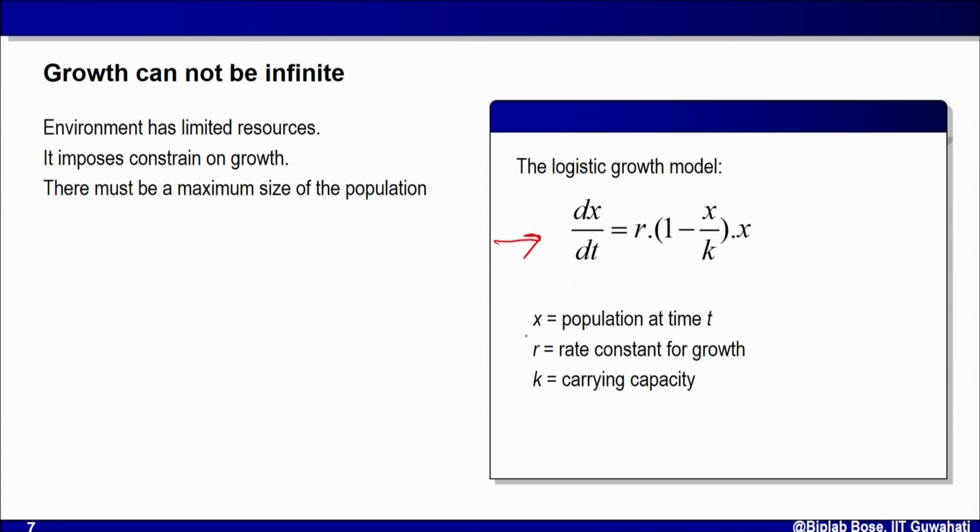Here also, x is the population at time t, and r is the rate constant for growth. So dx/dt is the derivative, which represents the rate of change of your population, and it is equal to r into, obviously, x. In between, I have 1 minus x by k. What is k? K we call the carrying capacity.